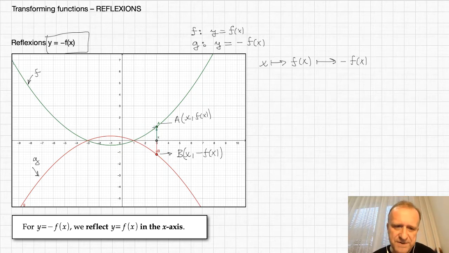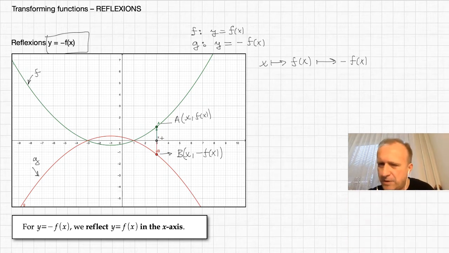Now you can see yourself what happens here. If the coordinate f of x was positive and at some distance from the horizontal axis, the coordinate of the point B is then going to be negative at the same distance from the horizontal axis, but not above, but below. If the point A had the negative y coordinate, then the y coordinate of the point B would be positive. These 2 points are reflected in the x-axis. So A is the reflection of B and B is the reflection of A in the x-axis. The x-axis here works like a mirror.